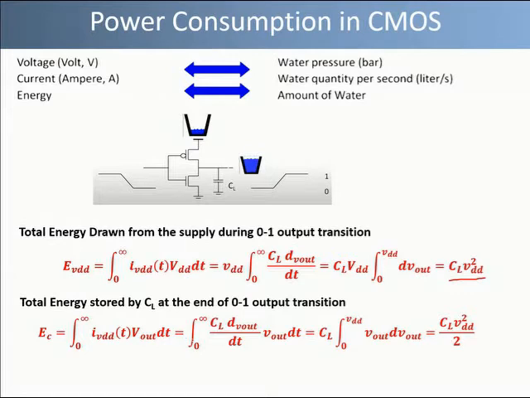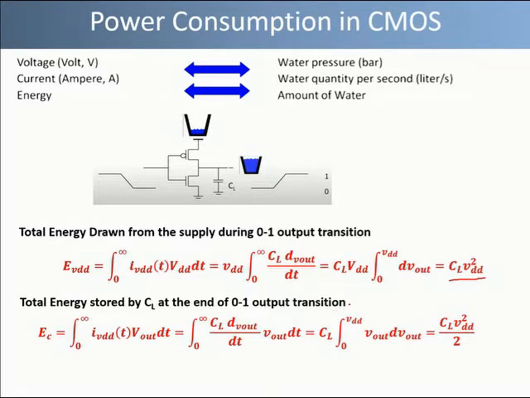It means that for any 0 to 1 output transition, the energy drawn from supply voltage is CL VDD square. However, out of this energy, the energy stored at the capacitor is CL VDD square by 2. It means that only half of the energy supplied by the source is stored in the capacitor.